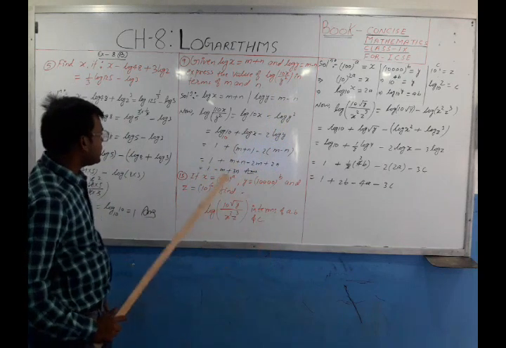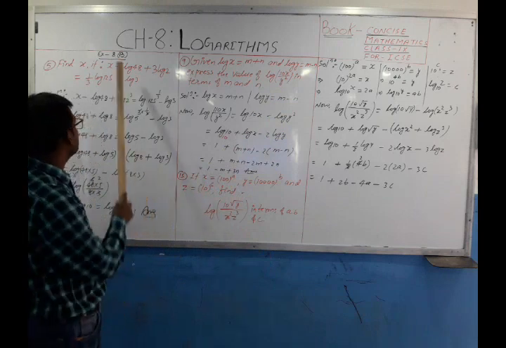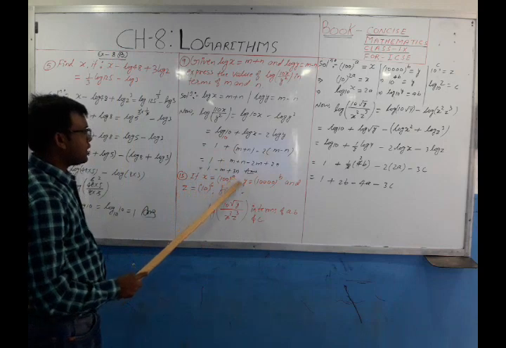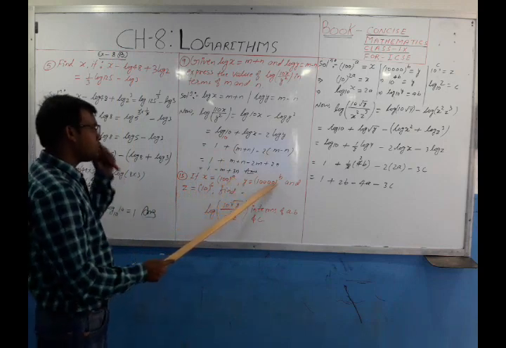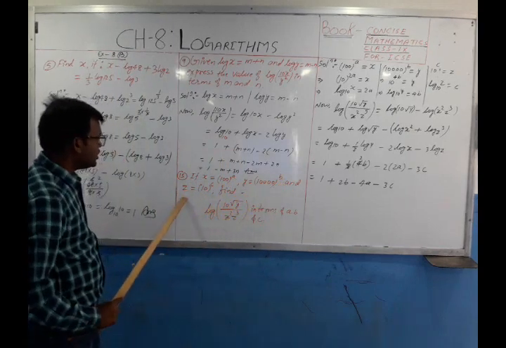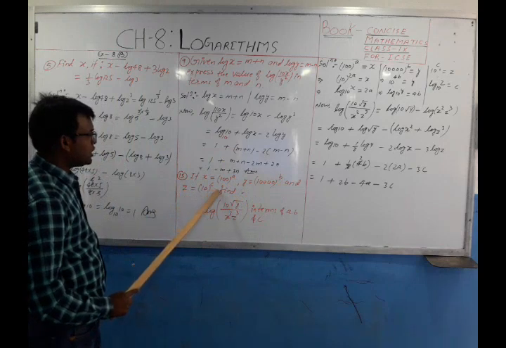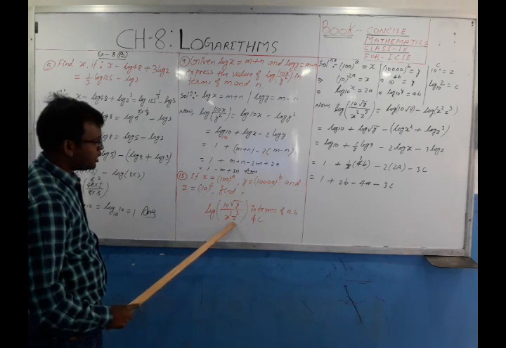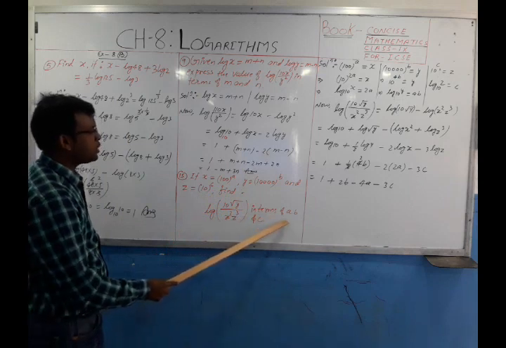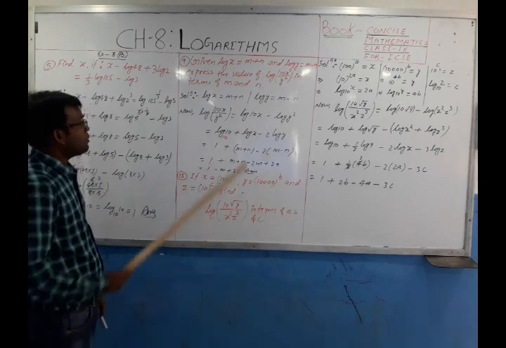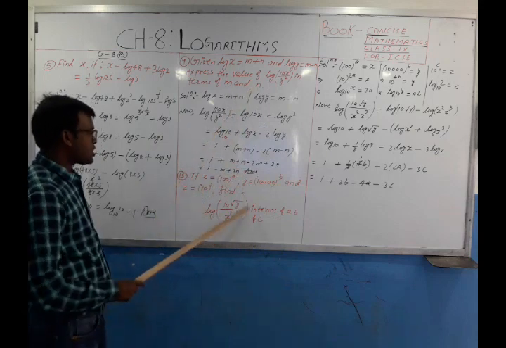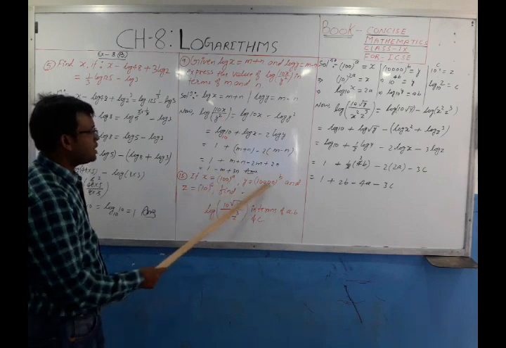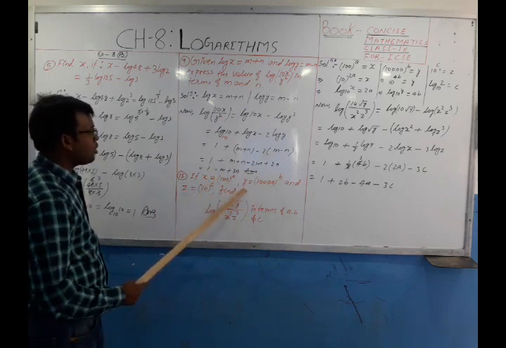And after that see question number 15 from exercise 8b. If x equal to 100 to the power a, y equal to 1000 to the power b, and z equal to 10 to the power c, find log of 10 root y divided by x square into z to the power 3 in terms of a, b and c. That means same type of question over here. Just express this in terms of log x, log y and log z, and from these you calculate log x, log y and log z.